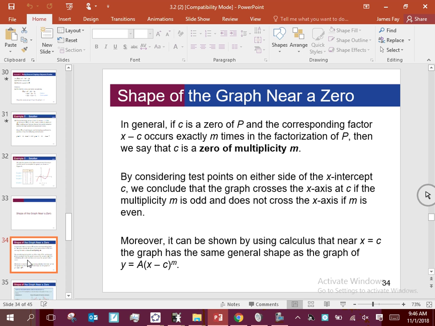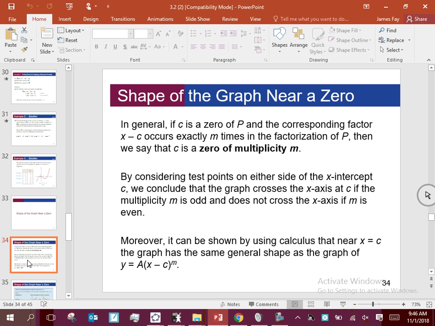Or it's raised to the third power, I say it has a multiplicity of 3. Does that make sense? However many times I see that factor showing up in my factored polynomial, I then dictate what it is, and I discuss what multiplicity is. Why is that important? Once I know what the multiplicity is, if it's even or odd, I know now the behavior of the graph around that 0.